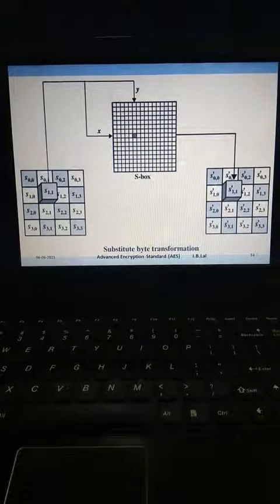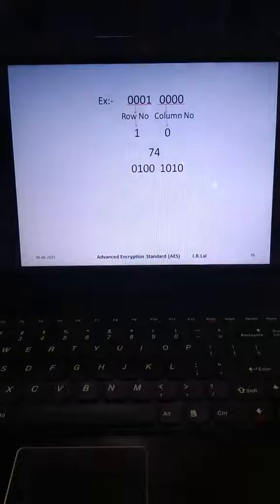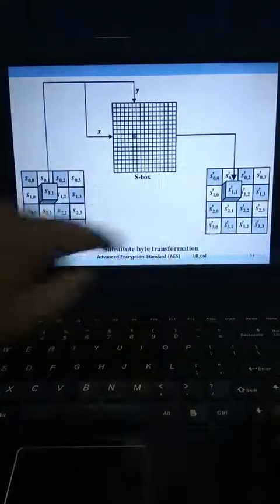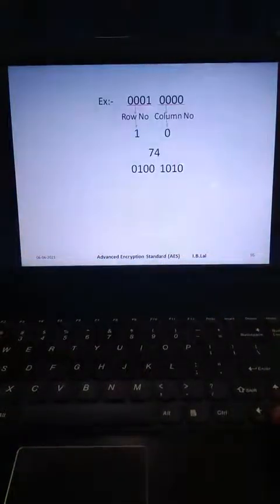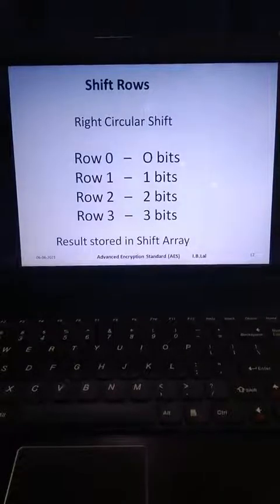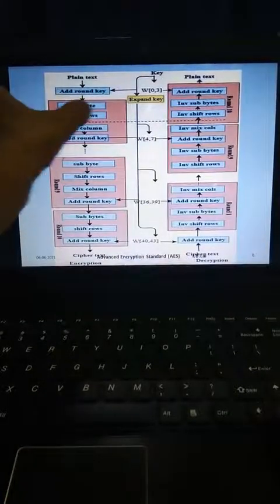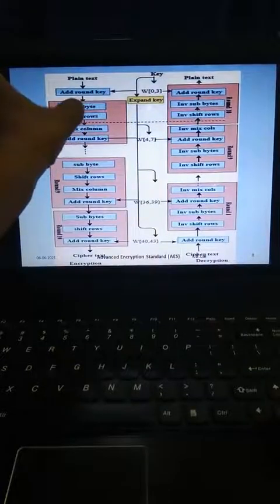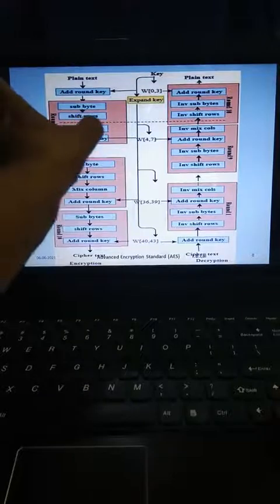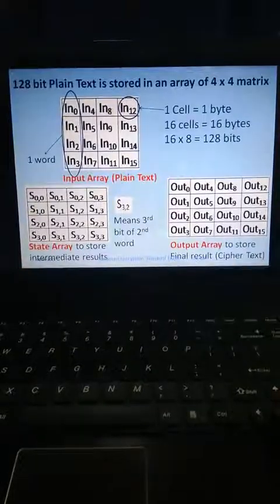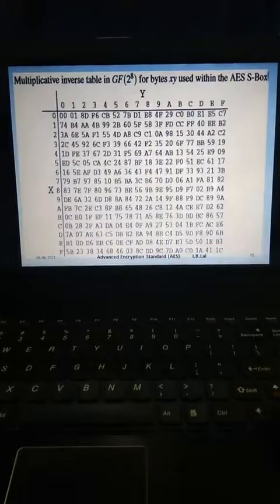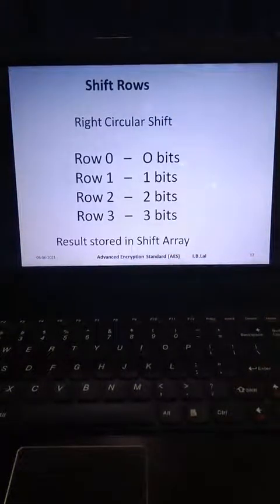I think it should be clear. Now this is the output. This output becomes input to the next process, that is the shift row process. Better I would say it in the block diagram. Here you see this was the S box, the sub byte, and the output of the sub byte becomes input to shift rows. This is the second process of one round. Now here what happens? The bits undergo a right circular shift.